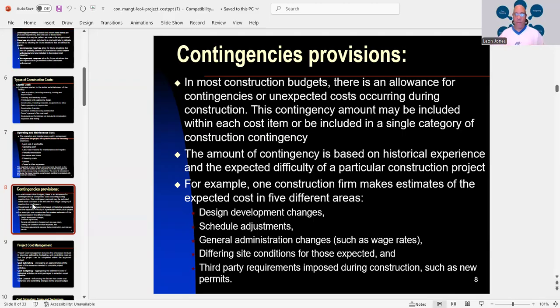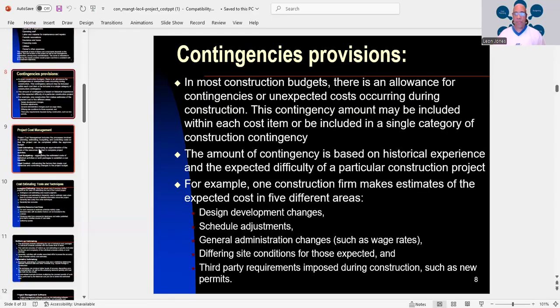Now you also have different site conditions for those expected. In fact, differing site conditions goes on a change order, just as I mentioned that UST that was never discovered as an example that I presented. That's a challenge. That could be an unexpected cost. So again, differing site conditions for those expected and third-party requirements imposed during construction, such as new permits.